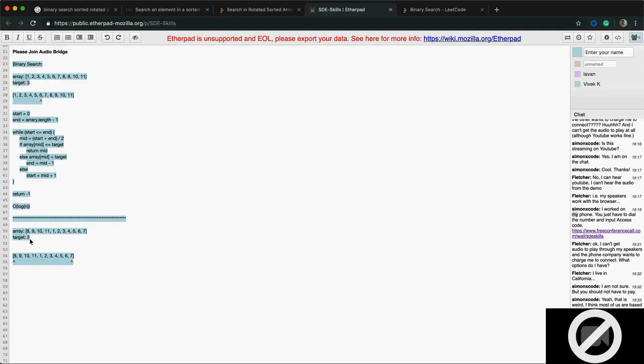Okay, so in this case, the target is 3, which is less than both 8 and 7. Less than the end and less than the beginning. Yeah, but we are comparing the beginning and the end also. So 7 is lower than.